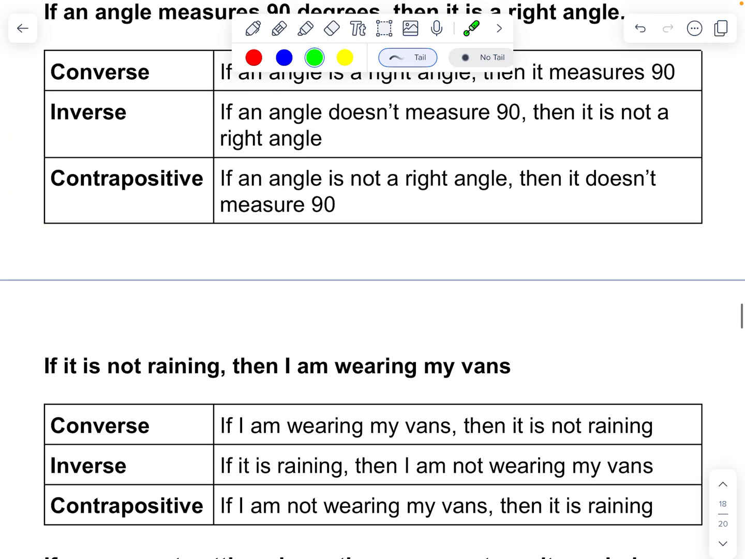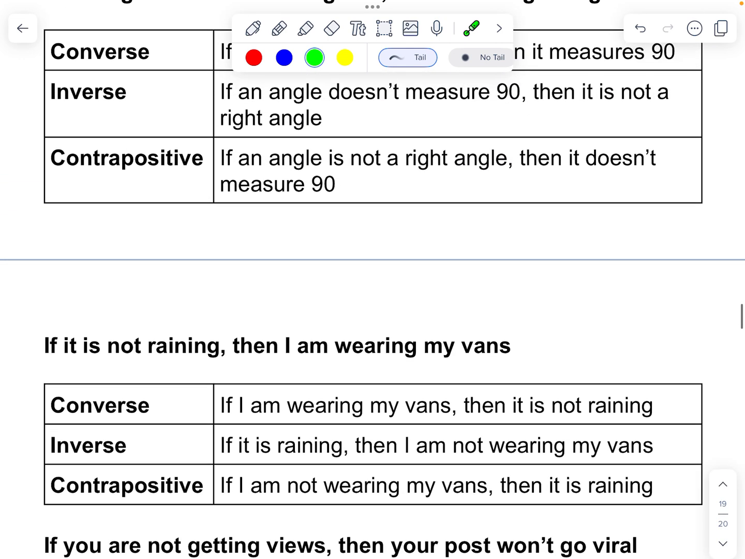And last couple. This one's a little challenging. So if it is not raining, then I am wearing my Vans. Okay, so if it is not raining, converse, flip them. If I'm wearing my Vans, then it's not raining. All I did was flip. Inverse. That's my not one, right? But it says if it is not raining, so I'm going to change it to if it is raining, then I am not wearing my Vans. Contrapositive, flip it and not it. So take that inverse, put that here, take that, put that there.